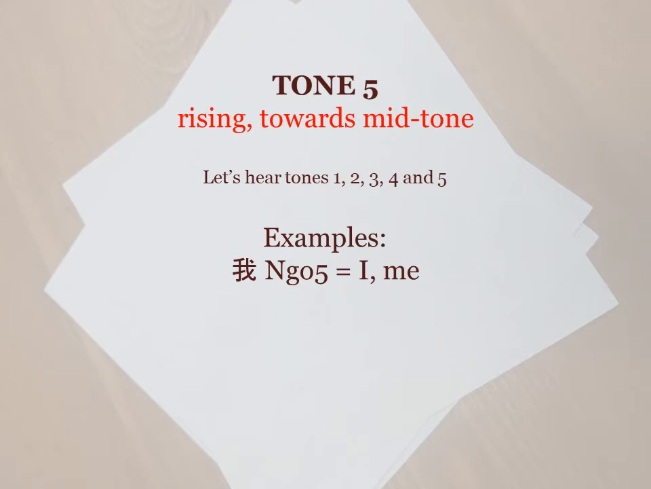And some examples. The first one is ngo, ngo, meaning I or me. Notice the spelling ng is a nasal sound. It's like saying mm as if you're thinking, but do that with your mouth wide open. Ngo. And you get the ng sound.